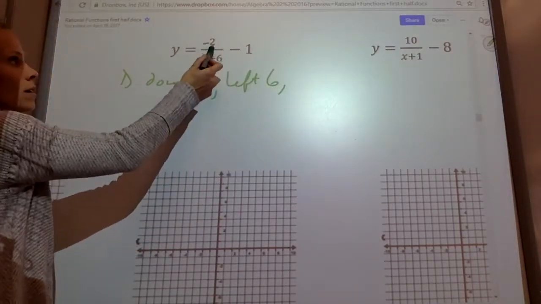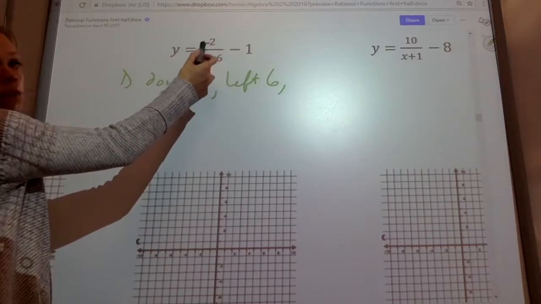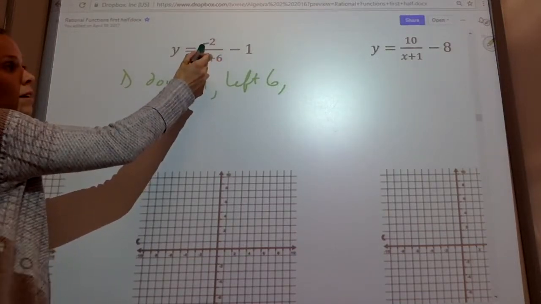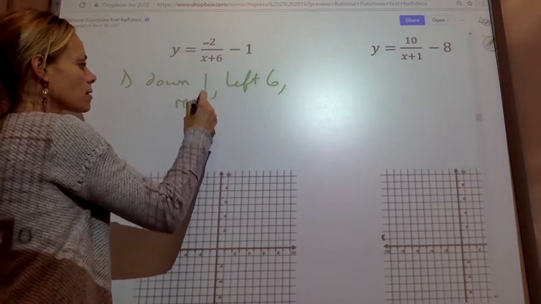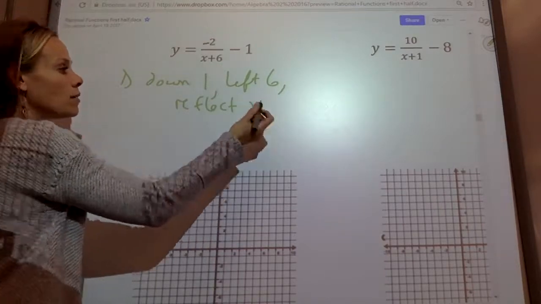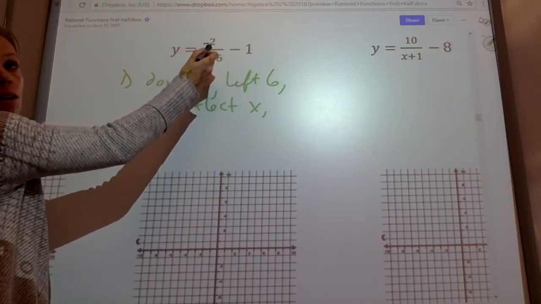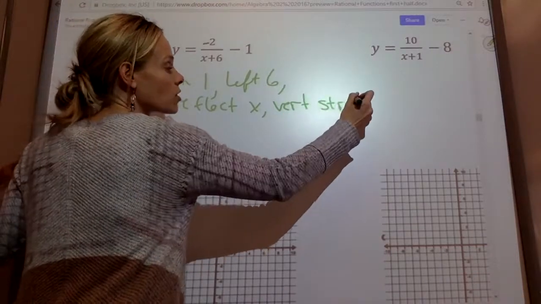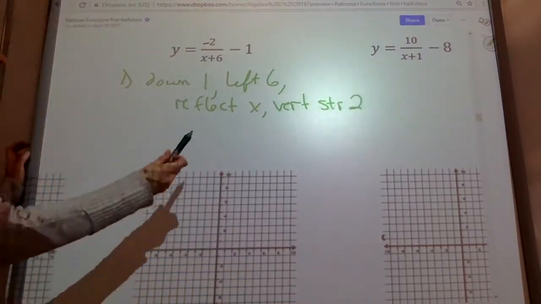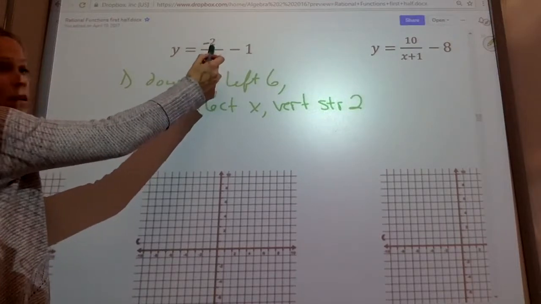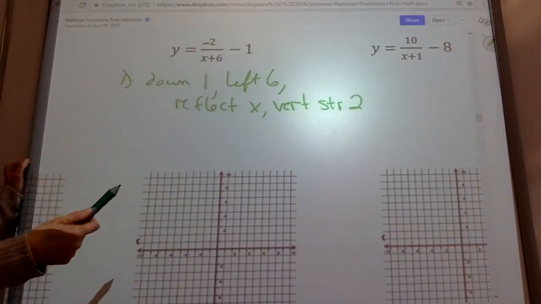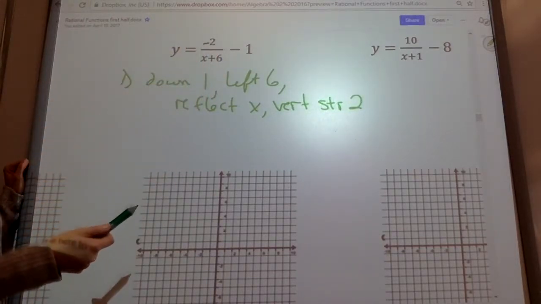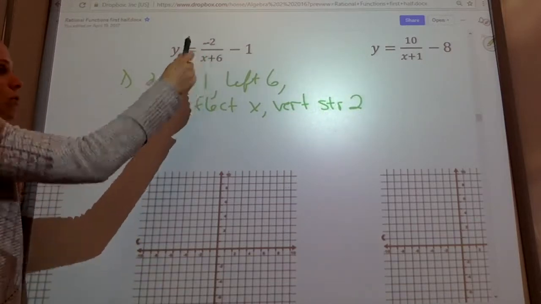And there are 2 things right here. Negatives always mean reflect over the x. And the 2 is going to mean vertical stretch of 2. Yep. Whenever you have a number there besides 1, it got multiplied by something, meaning there's a vertical stretch or compression. Okay, so vertical stretch of 2.